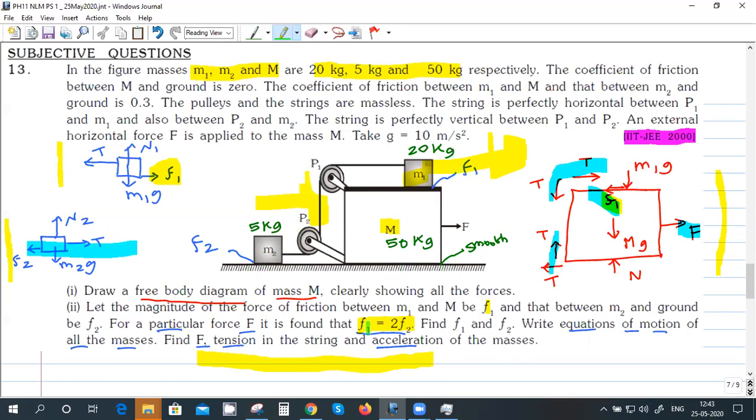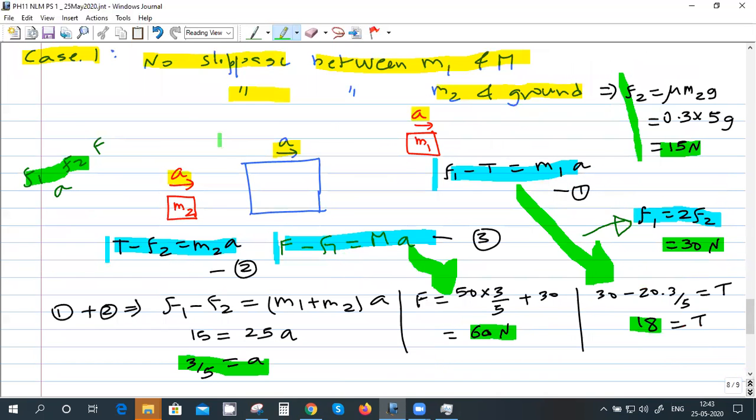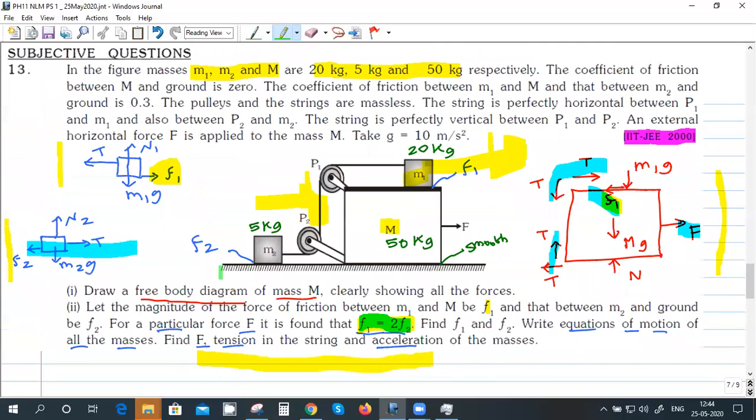Okay, but since he has given this condition that F1 is twice F2, the case one which you assumed is the most likely thing to happen. And once you assume this case and get a sensible answer, you know this is the thing that has happened. So conceptual clarity is required here. Another thing is the value of the friction force is mu into N only when there is slipping, relative motion. This F1 is not mu into N1 because there is no relative motion between M1 and capital M. So the friction force will not be maximum here. This is the catch here. Okay. This is an IIT 2000 question.